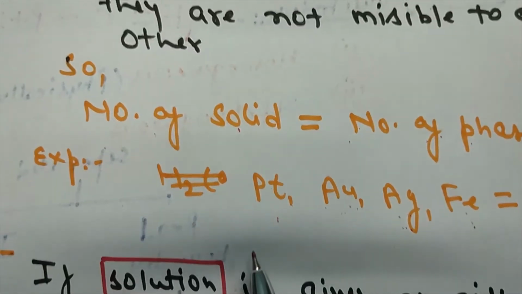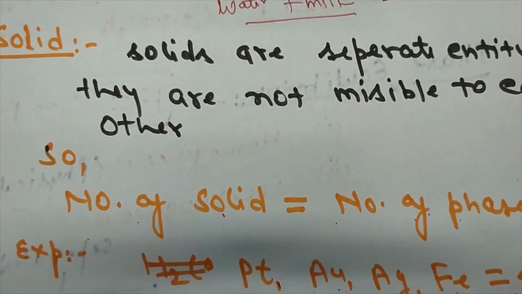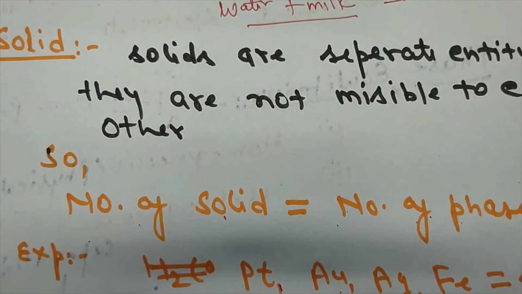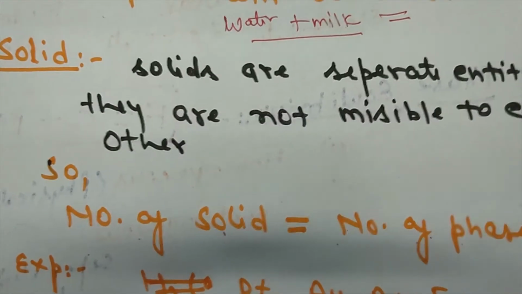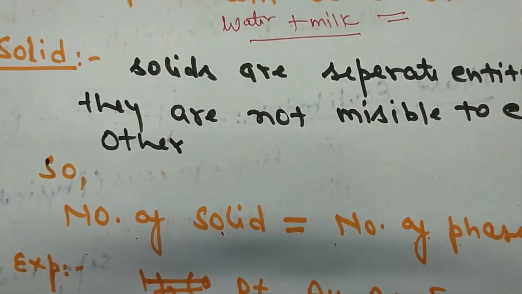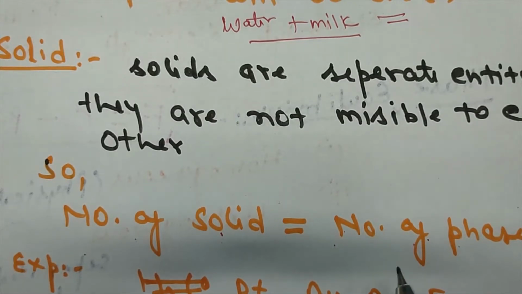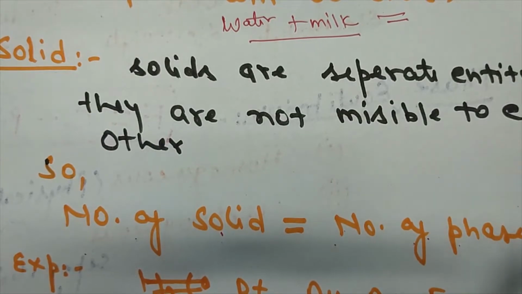I am going to discuss it one by one, but before that I am going to summarize this. In the gas, whatever the number of gases, the phase will be 1. In the case of liquid, if the liquids are immiscible, then the number of liquids is equal to the number of phases. If the liquids are miscible, then the phase will be 1. And in the case of solid, the number of solids is equal to the number of phases. Whatever the number is, the number of solids is equal to the number of phases.